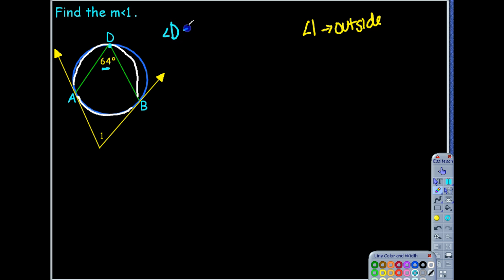And I know, since it's on the circle, it's half of its arc. So it's half of arc AB. To get arc AB, I'm just going to double 64. So arc AB ends up being 128. Which is good, because arc AB is one of the intercepted arcs of angle 1, right?